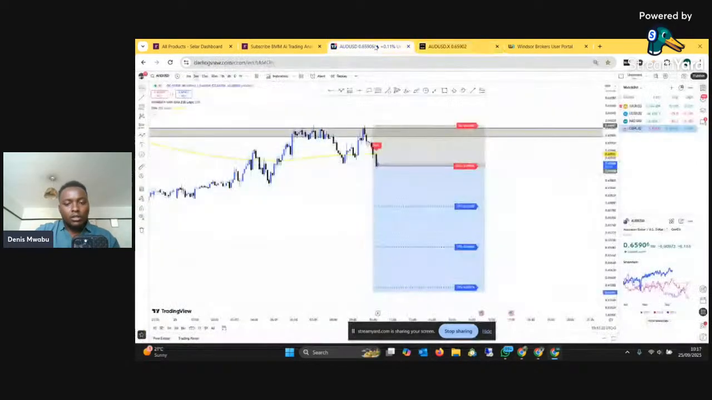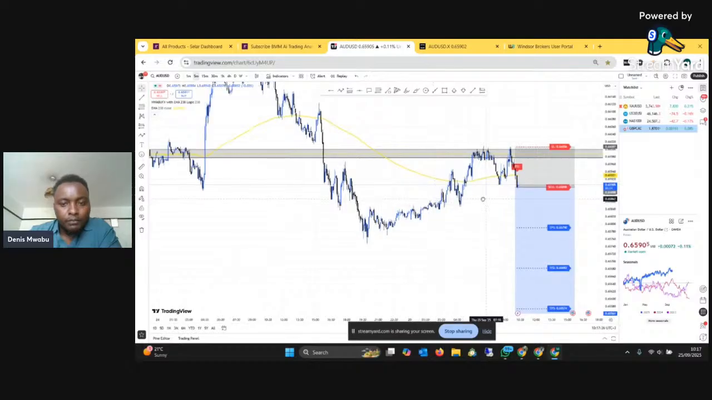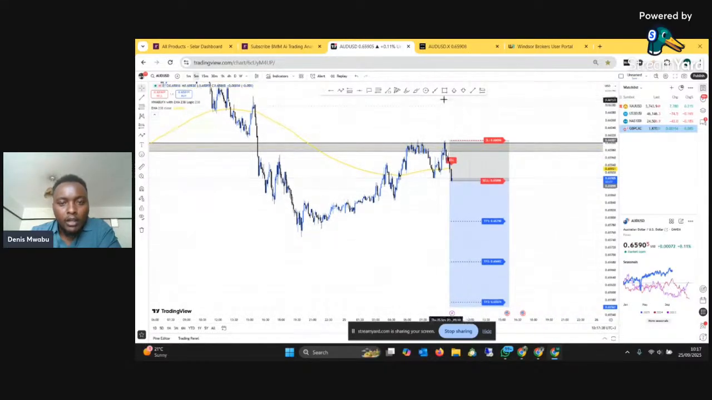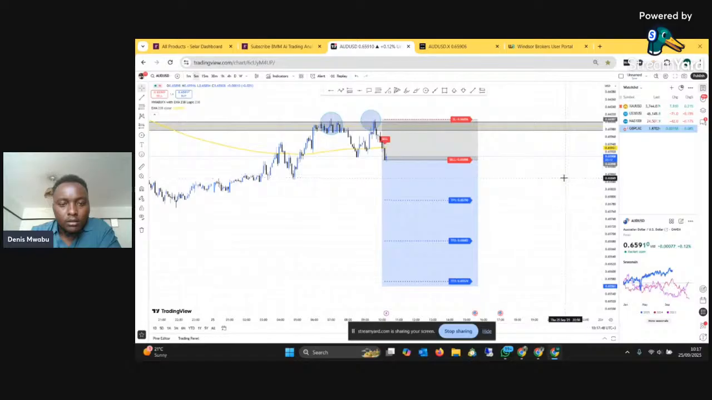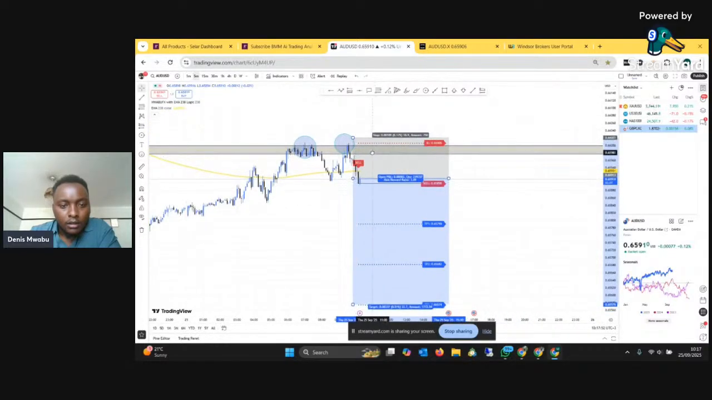So let's take a look at this trade idea. These are the type of trades that we call A++ setups. Here it's showing me a reversal. Why? Because take a look, this area has been rejected. We have this area also being rejected. So here we have 10 pips.